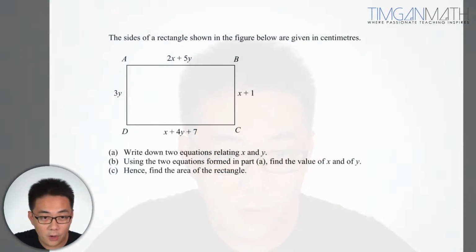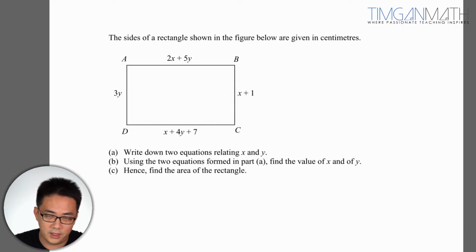Hi students, let's look at how we can apply simultaneous equations in solving for lengths, right? So we are told the sides of the rectangle shown in the figure below are given in centimeters, and after which we are going to write the two equations relating x and y. Okay, x and y would mean that we're looking at this rectangle, right? So this length here equals this length here. That is the main thing, right? So just write down the two equations there.